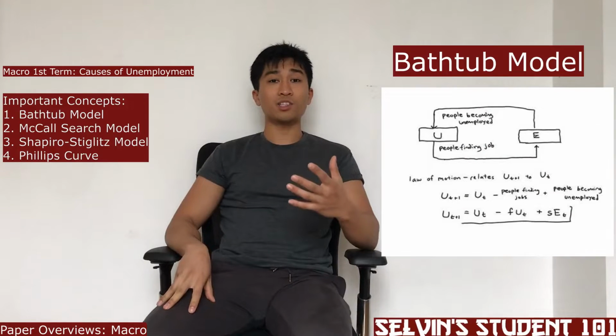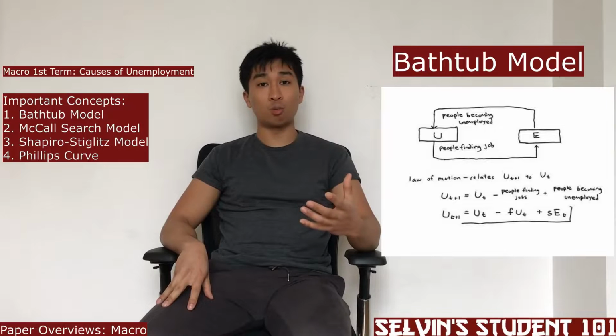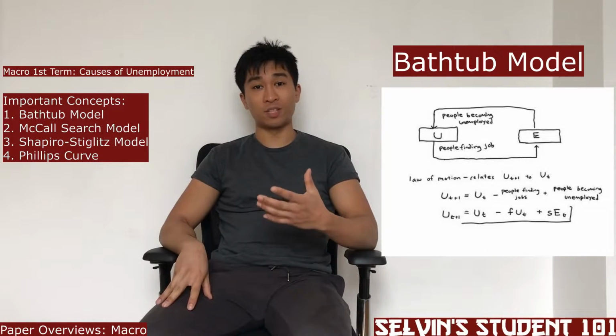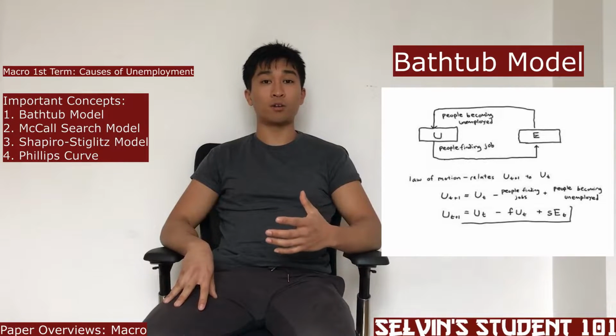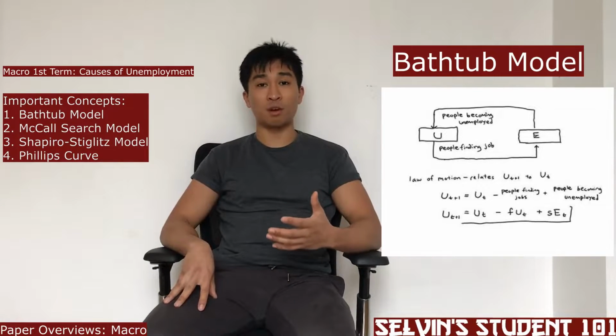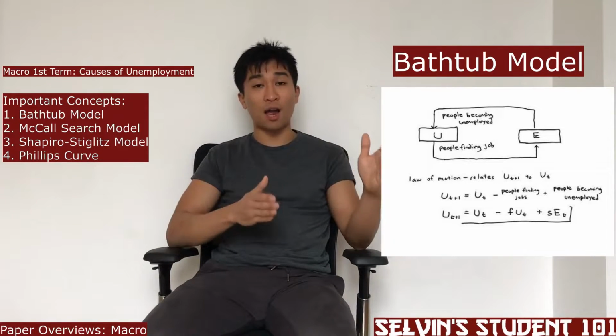The second half of first term looks at unemployment models. First, you look at the simple bathtub model of unemployment, where individuals get a job with some probability or lose a job with a different probability. You then look at the McCall search model, which analyzes whether workers will choose to accept a job this period or to decline the job, receive benefits, and hope for a higher wage in the future.